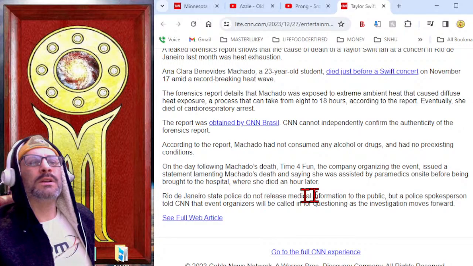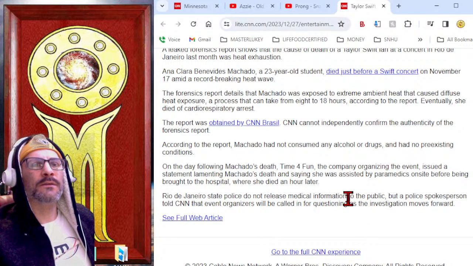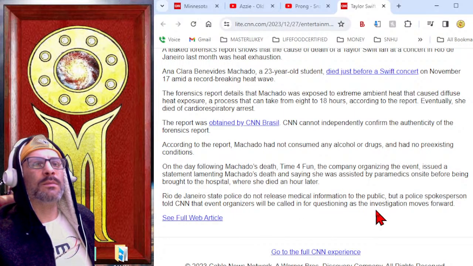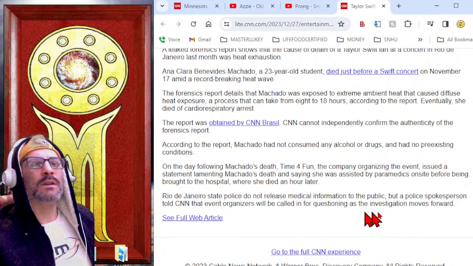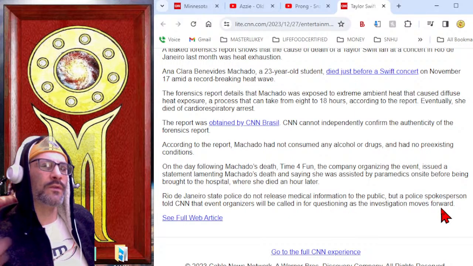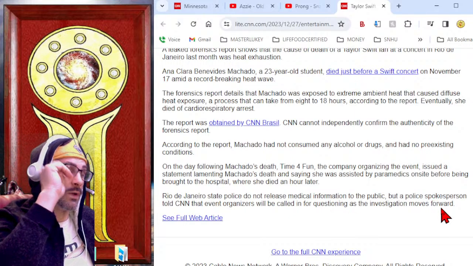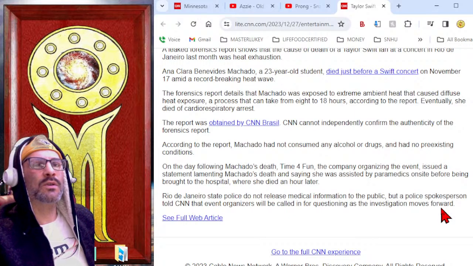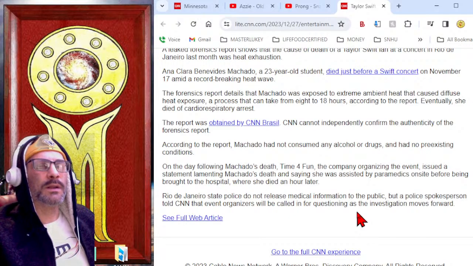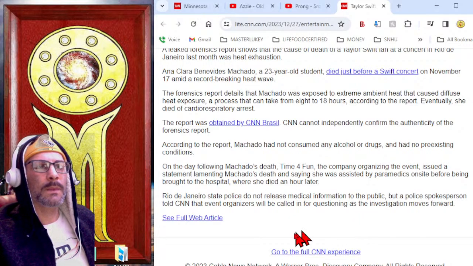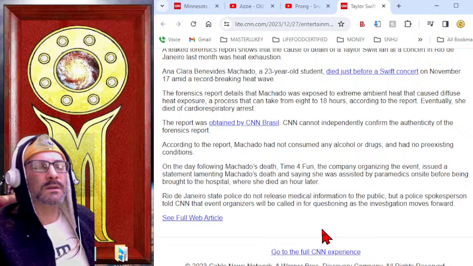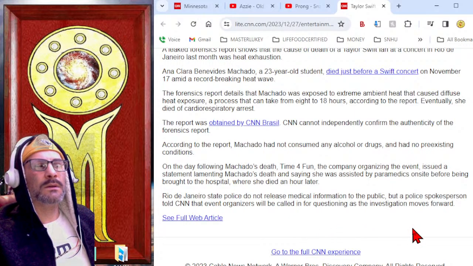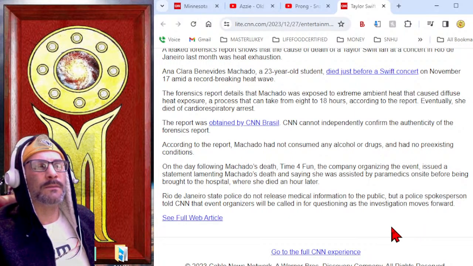The state police of Rio de Janeiro do not release medical information to the public, but a spokesperson said that event organizers will be called in for questioning as the investigation moves forward. Well, it was a record heat wave, and she died before the concert. So what are they going to question? They should question the people at the hospital and see what the code was. What did they actually do to her in the hospital?